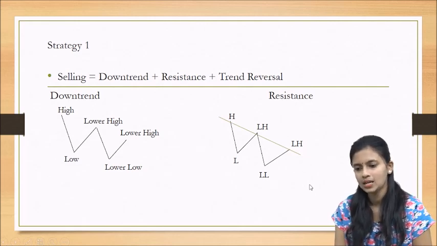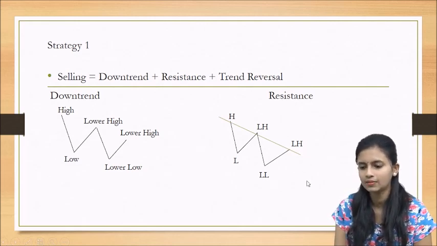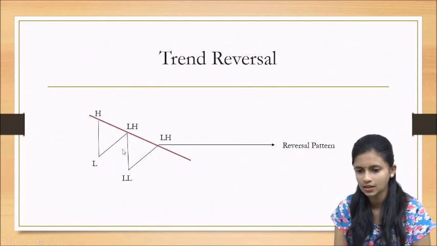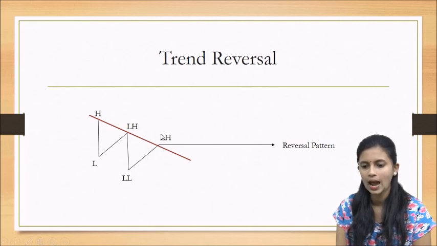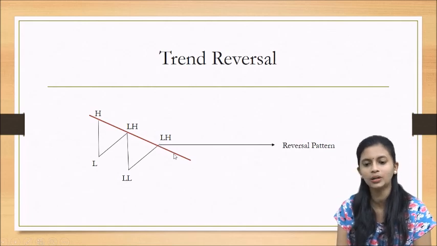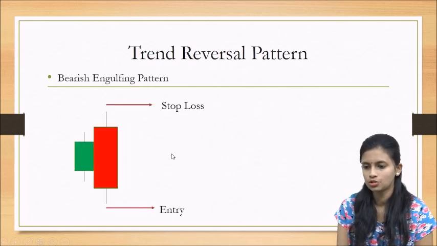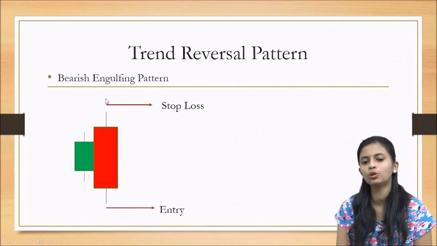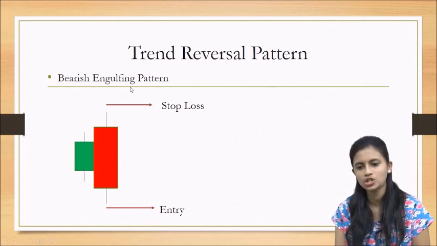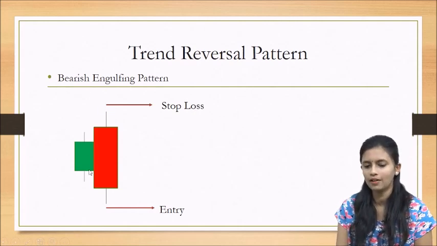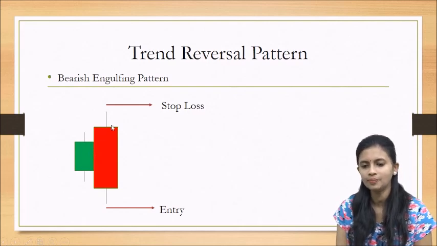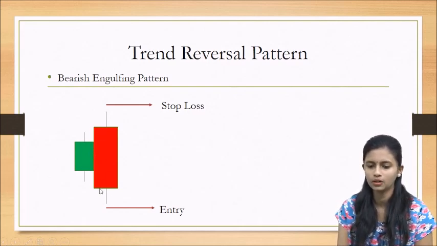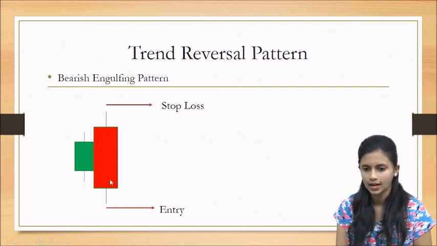Now you can apply strategy 1 if a trend reversal pattern exists at this point. Okay, that is 1, 2, 3, 4, 5. At this 5th point there should be a reversal pattern present. Then only you can take the entry as per strategy 1. So what are the reversal patterns? Similar to the bullish engulfing pattern, this is the bearish engulfing pattern, wherein you will have first a small green candle and then a very good candle with a proper body, a red candle.